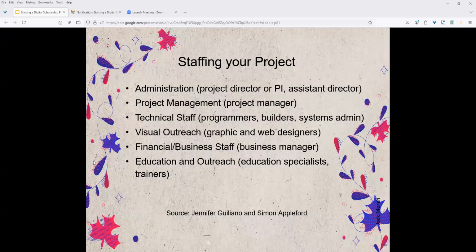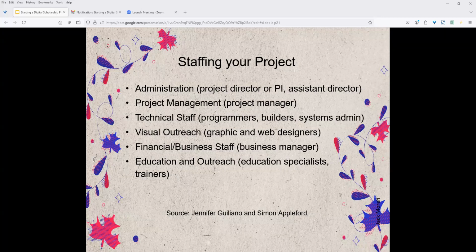So staffing your project can get quite complicated. If you're working on a solo project, your use of these folks' services will be quite limited. However, for larger projects, you're going to need folks in these different areas.